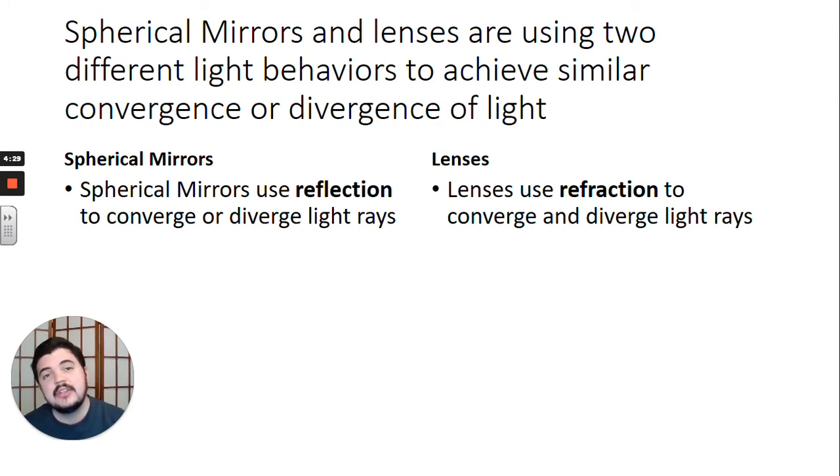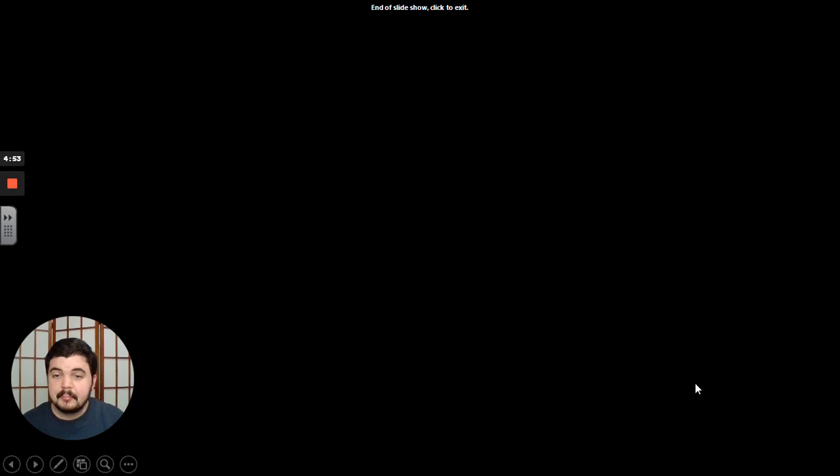So, drawing a connection back to earlier content, spherical mirrors and lenses are using different light behaviors to achieve similar convergence and divergence of light. So spherical mirrors use reflection to converge and diverge light rays, whereas lenses use refraction, the bending of light in a new medium, to converge and diverge light rays. So that's our introduction to lenses. We're going to look at some of the specifics in future videos.